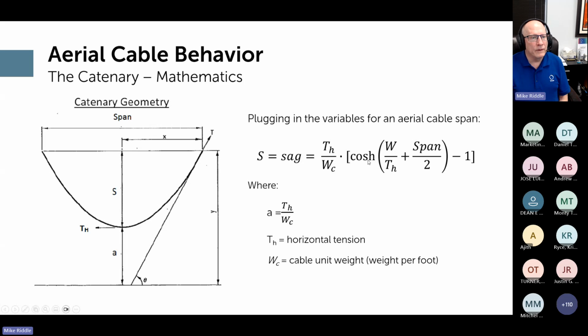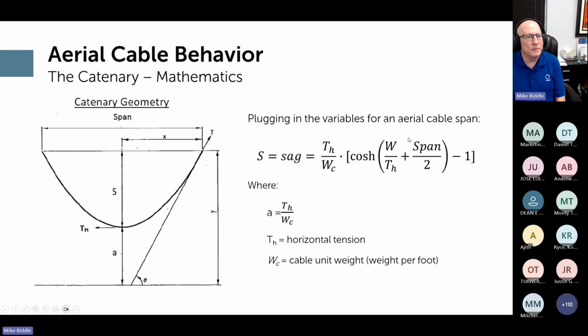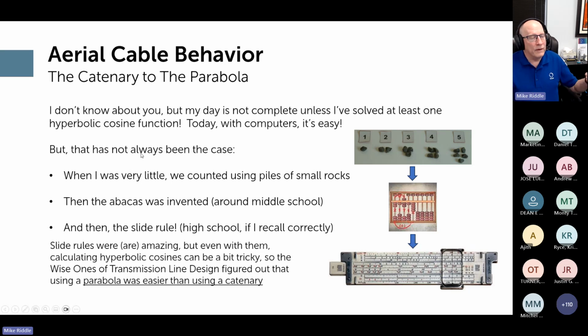Hyperbolic cosine, I just get a tingle in my spine when I even say the word hyperbolic cosine. Oh shoot. This should be the unit weight. So WC divided by the horizontal tension, times the cosh of the span over 2, minus 1. Wow, it's beautiful, isn't it? Now, I don't know about y'all, I love solving a hyperbolic cosine function every day.